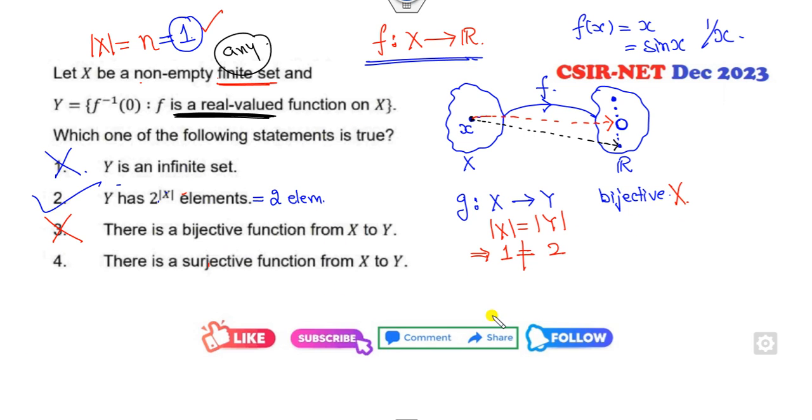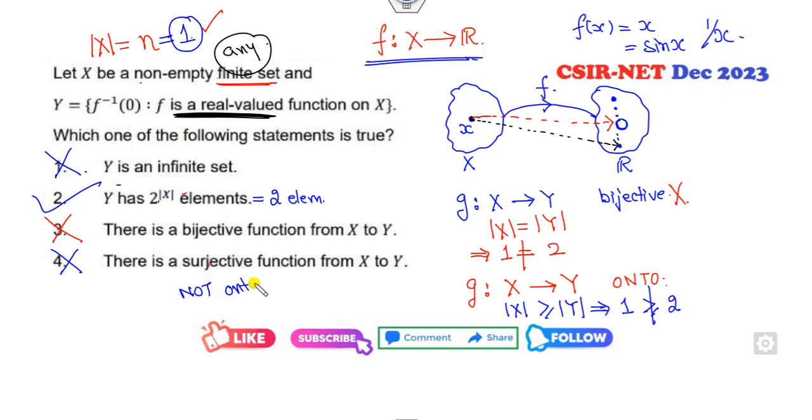If it is not bijective, can you say it's surjective? Yes, it may be. What is the meaning of surjective? It's onto. How can you prove it's onto? Cardinality of x must be greater than or equal to cardinality of y. What is the cardinality of x? 1. Is it greater than or equal to 2? No. So that means the function is not onto. Also you can see if the function is not onto, it means it is not bijective. So if this option is cancelled, automatically this option is cancelled. The right option is B, it is the correct answer.